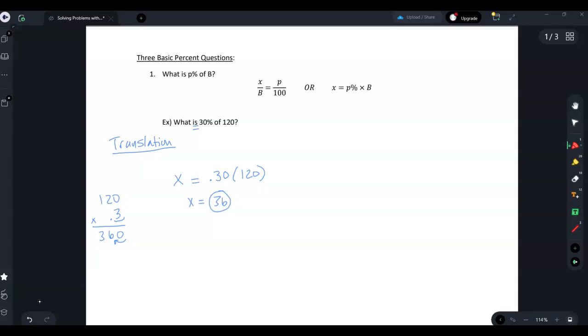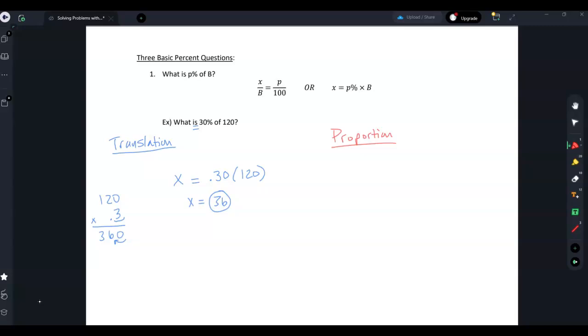So it's worth taking that extra moment at the end to do that. All right, before we move on to the next problem, I want to also do this with the proportion method. And when you're taking a regular math class, this is up to you. What method do you prefer? Do you prefer setting up proportions? Do you prefer translating it?